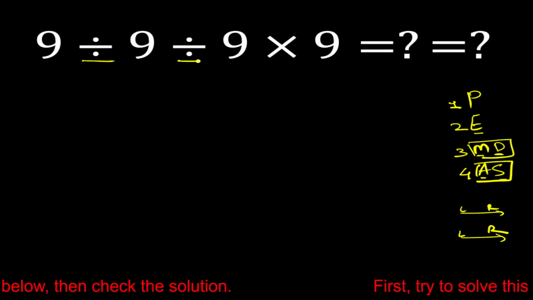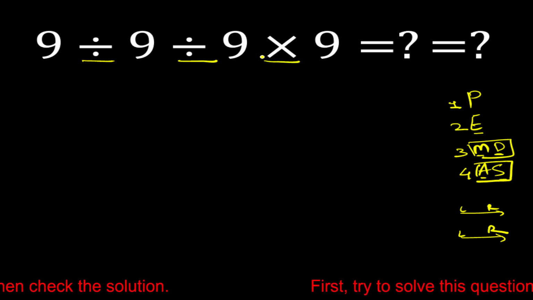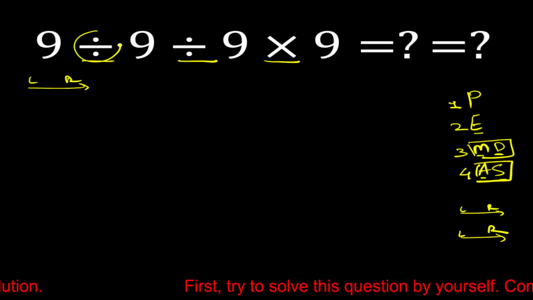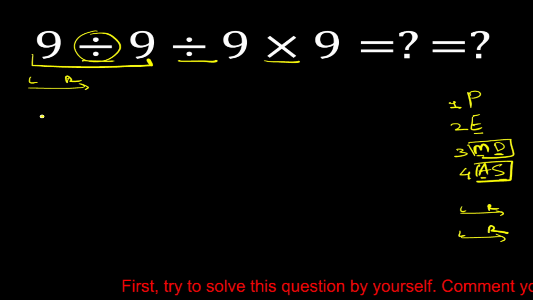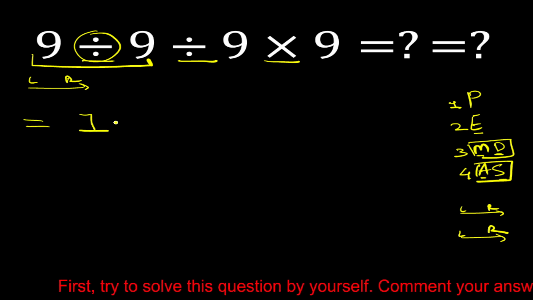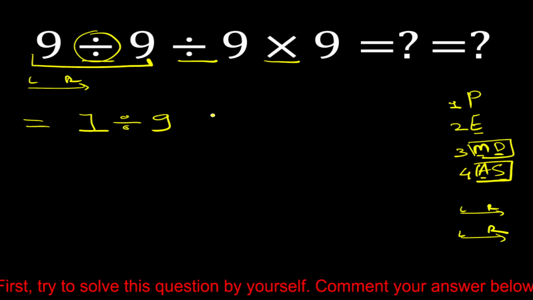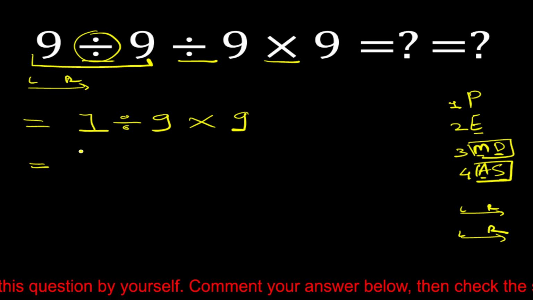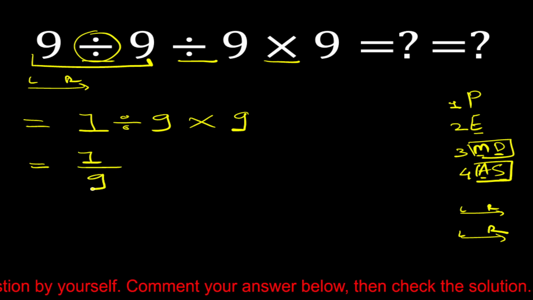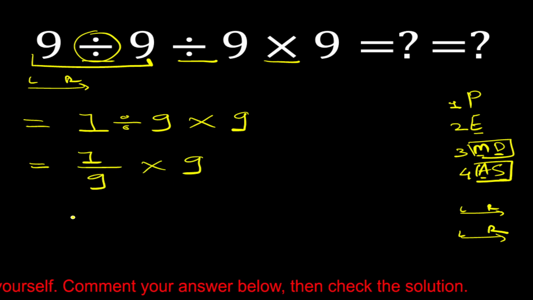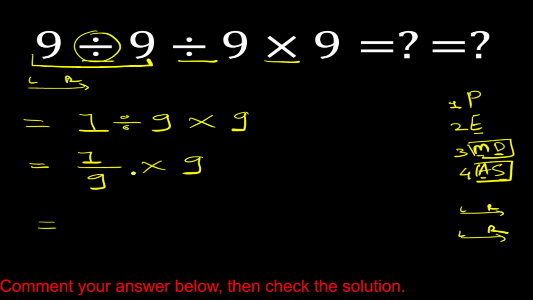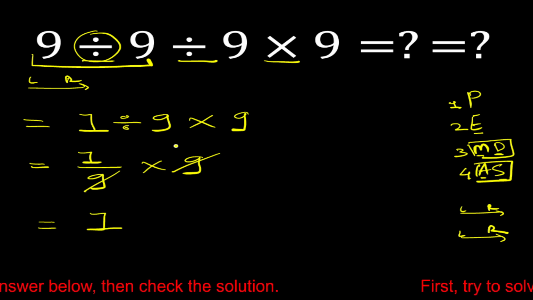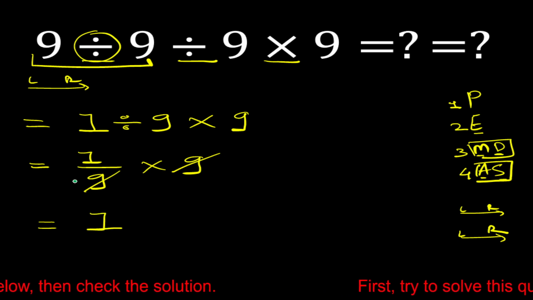Now here is one division, here is division, and here is multiplication. So all have equal priority, so we have to solve it from left to right. So first we have to solve this division. Okay. So 9 divided by 9 is equal to 1. Divide 9 multiply 9. Now 1 divided by 9 can be written as 1 upon 9 multiply 9. Okay. So now cancel this 9 by 9, the answer is 1. So the correct answer is 1.